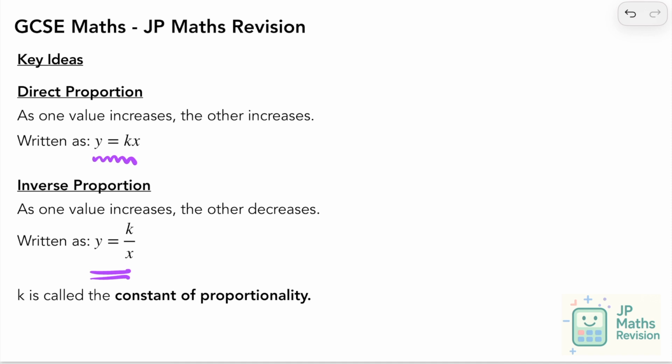So we call k the constant of proportionality. And when we're dealing with direct and inverse proportion problems, we're often interested in first finding out what the constant of proportionality is to find the relationship between the two variables, and hence find the value of one of the variables when the other of the variables takes a particular value.